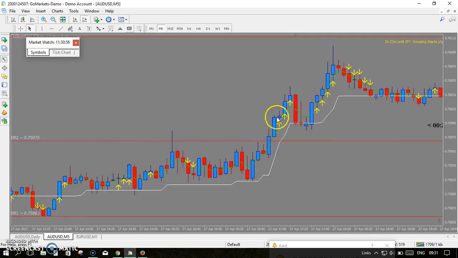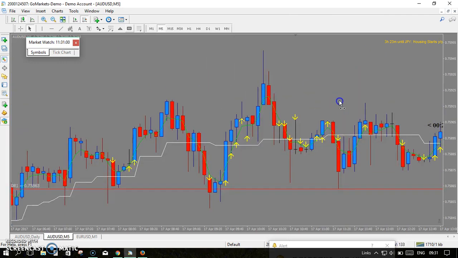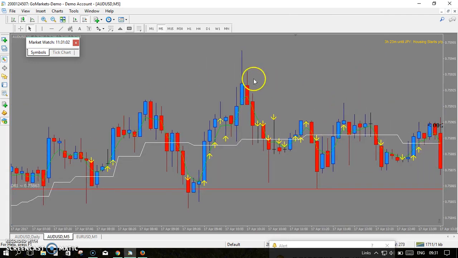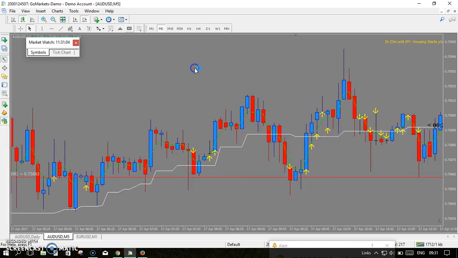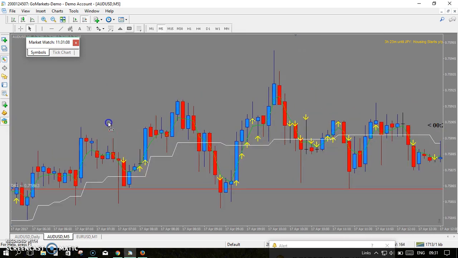We'll just look at the day before. Obviously this works better in a trending market, but the rules still apply in any market. So we'll look here for price above, so we'll be taking calls.